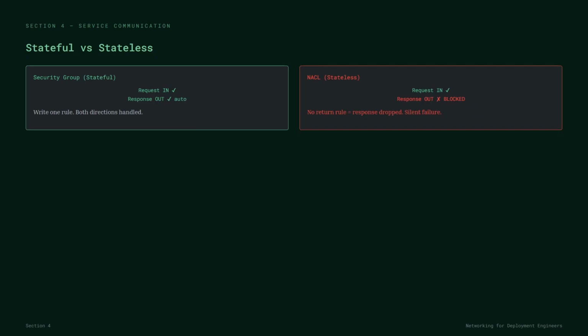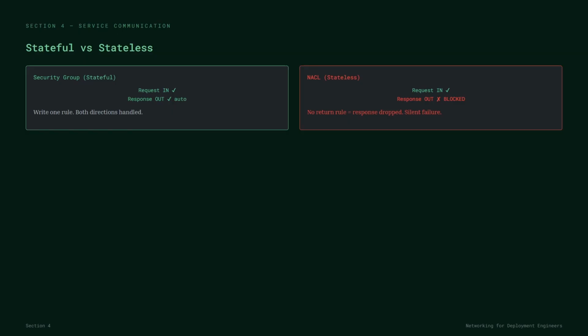Then we have the NACLs, Network Access Control Lists. NACLs are the subnet level version of a firewall. They apply to all traffic entering or leaving a subnet. Key difference from security groups, NACLs are stateless. Stateless means both the request and the response need explicit rules.